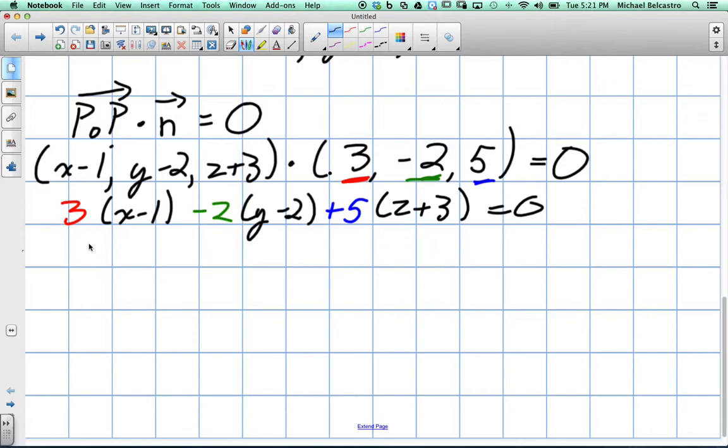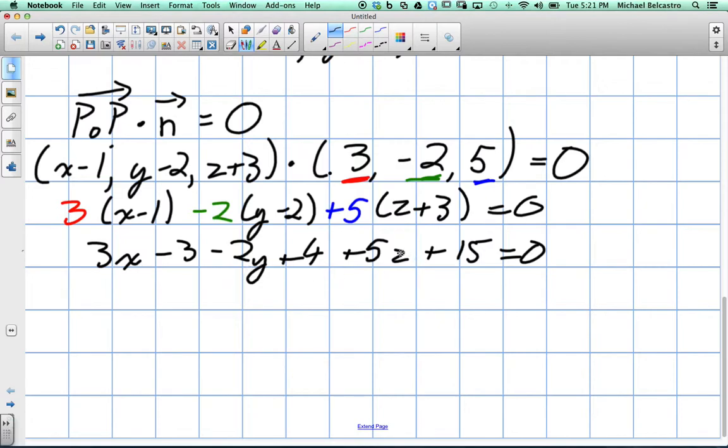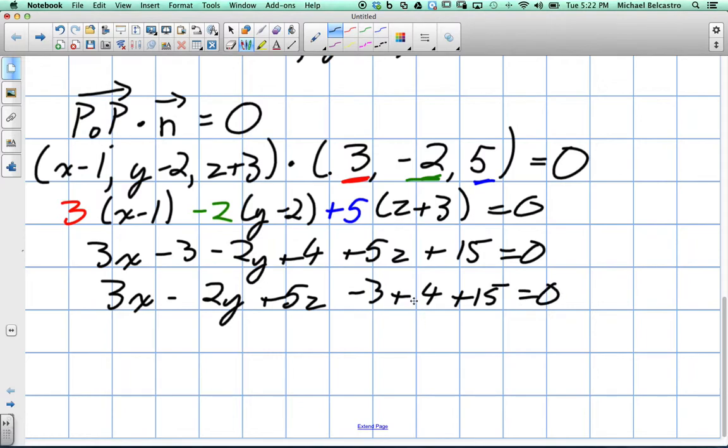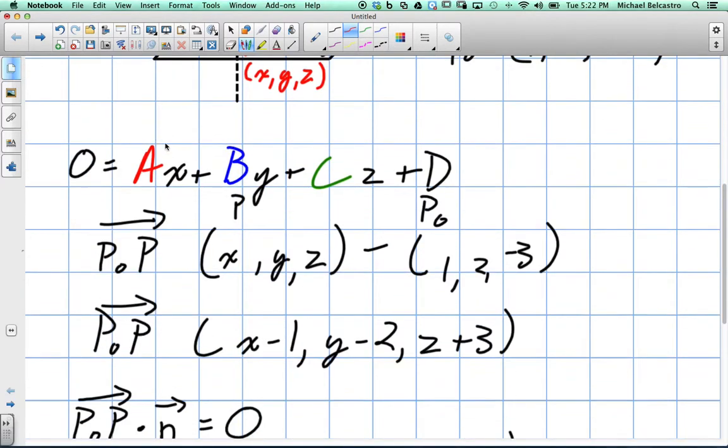So when we distribute, this will become 3x minus 3 minus 2y plus 4 plus 5z plus 15 is equal to 0. Our x, our y, and our z, there's nothing we can do to simplify those values, right? So we have 3x minus 2y plus 5z. That's essentially our a, our b, and our c for our scalar version. And then we have -3 plus 4 plus 15, and we're going to simplify those values. I think that gives us 16. Yeah, positive 16. So positive 16 equals 0 with these three values. Okay, so here's our scalar version. Here's our a, our b, and our c.